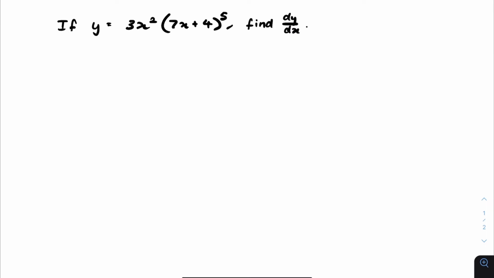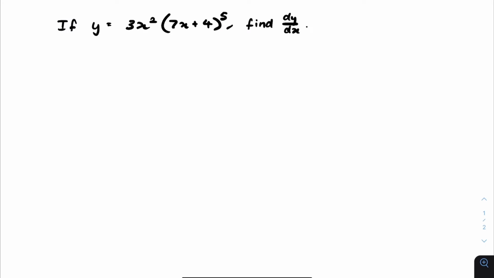All right, let's look at a more difficult problem. If y equals 3x squared times (7x plus 4) to the power of 5, find dy over dx. The first thing we should notice is that we need both the product and chain rule in order to evaluate the derivative of the function y. We need the product rule because we have two parts that contain x, so we have 3x squared and (7x plus 4) to the power of 5.